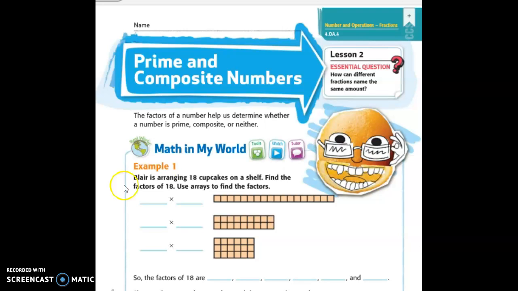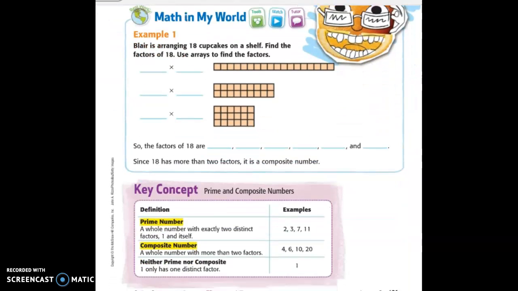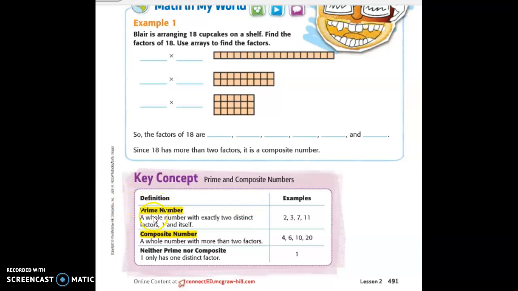And now we're at Chapter 8, Lesson 2. Essential question: how can different fractions name the same amount? Okay, and we're talking about prime and composite numbers. And we've got one of those handy purple boxes at the bottom that says a whole number with exactly two distinct factors, one and itself, is the definition of a prime number. A composite number is a whole number with more than two factors.